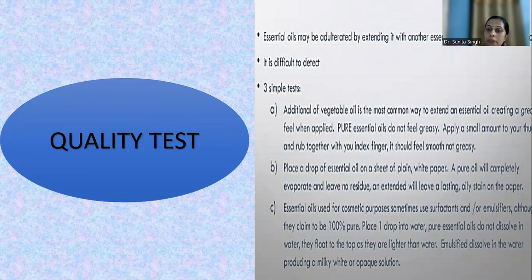Additionally, vegetable oil is the most common way to extend an essential oil, creating a greasy feel when applied. Pure essential oils do not feel greasy, and they have a characteristic odor, although fixed oils also have an odor. So these are some of what we can say are rough tests of their quality, to check whether the essential oils are good or not.